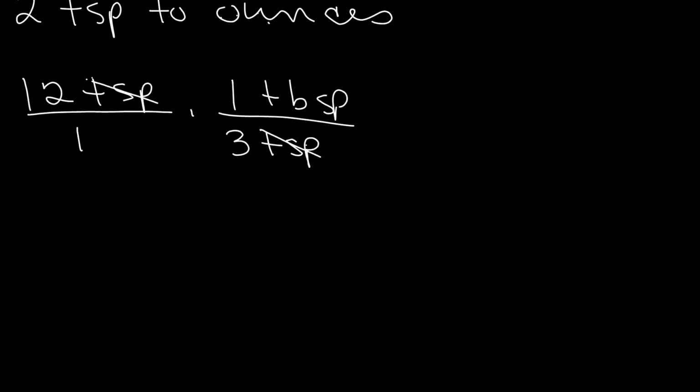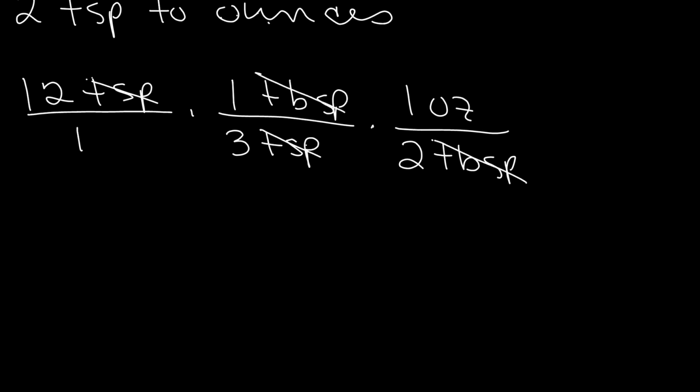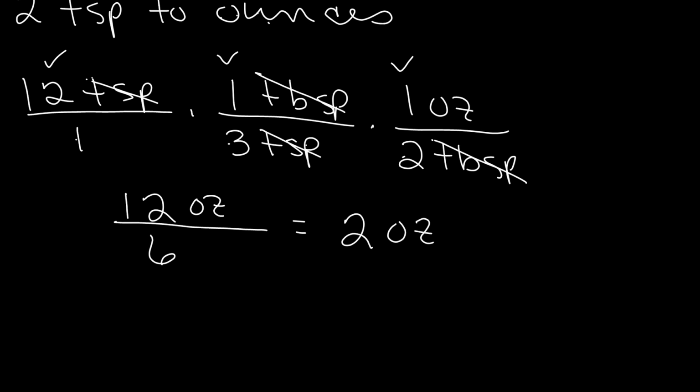So right now I have tablespoons left. I don't want tablespoons, I want ounces. So I look and I see that 1 ounce is 2 tablespoons. So I go 2 tablespoons is 1 ounce, and that makes the tablespoons cancel, and I'm left with ounces. So on the top I say 12 times 1 times 1 is 12, and I have ounces left. 1 times 3 times 2 is 6. 12 divided by 6 is 2, and that leaves me with 2 ounces.